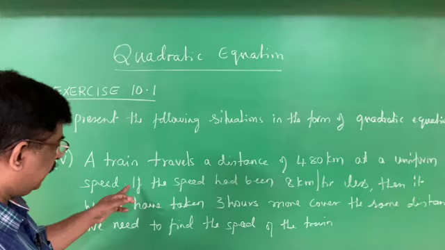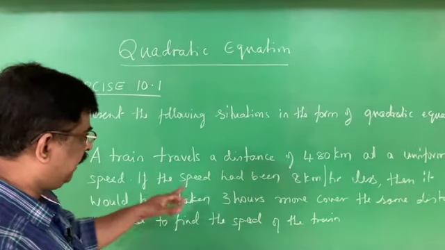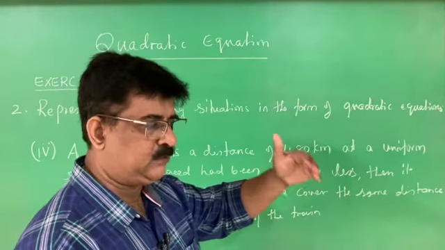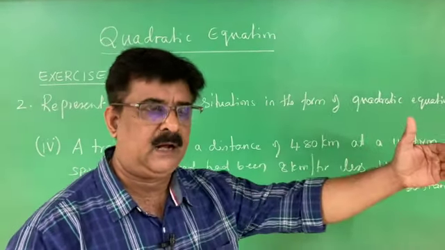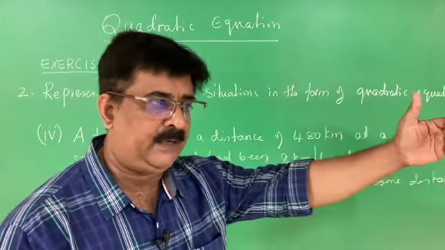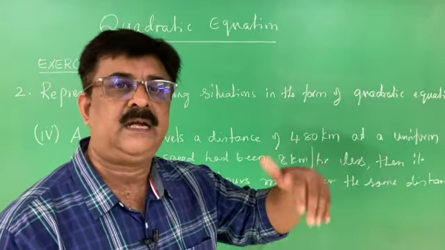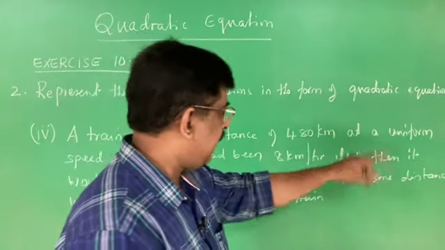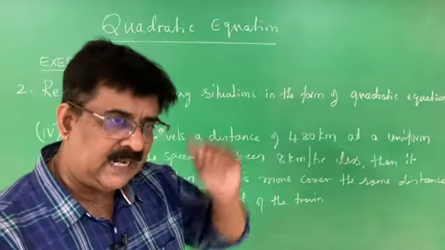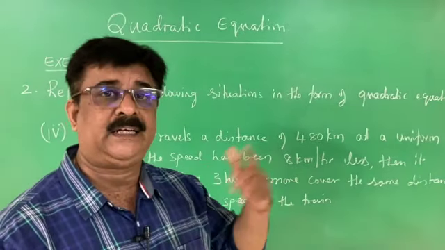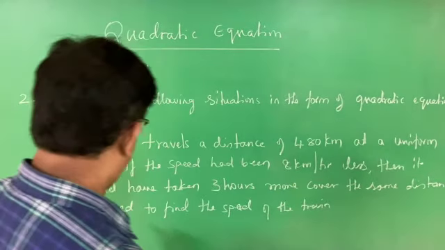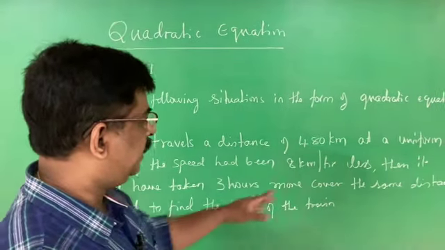Now the clause is, if the speed had been 8 kilometers per hour less, suppose it is going at a certain speed, 20 kilometers per hour. Suppose the speed is reduced by 8 kilometers, means 20 minus 8, that is 12 kilometers per hour, then it would have taken 3 hours more to cover. When the speed is less, the time required to cover the distance becomes more. 3 hours more to cover the same distance. We need to find the speed of the train.